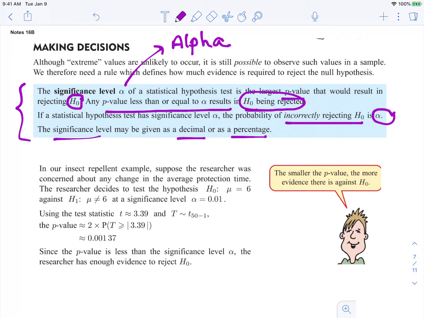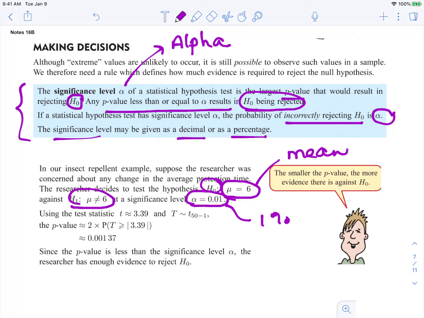So here is an example. In our insect repellent example from a prior video, suppose the researcher was concerned about any change in the average protection time. The researcher decides to test the hypothesis that the average time is 6 hours, that's your mean, against the alternative hypothesis that it's not 6 hours, and the significance level is 1%. So this is your significance level, 1%. This is your mean. For your null hypothesis, your alternative is that it doesn't equal 6 hours.